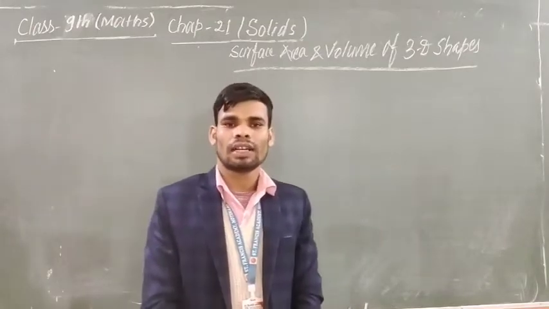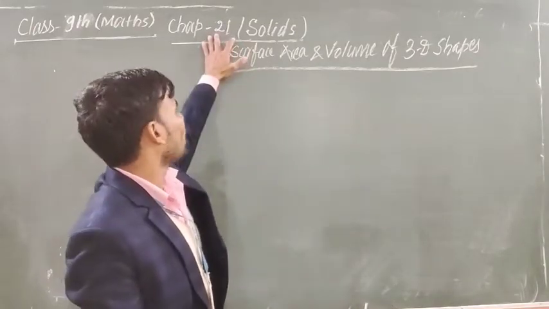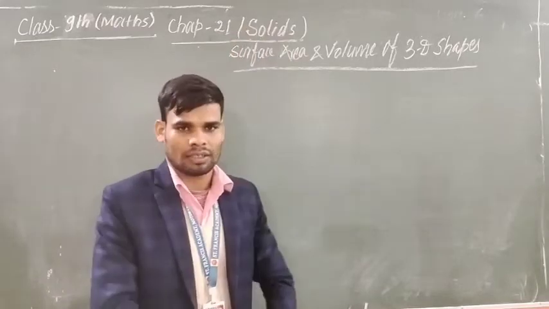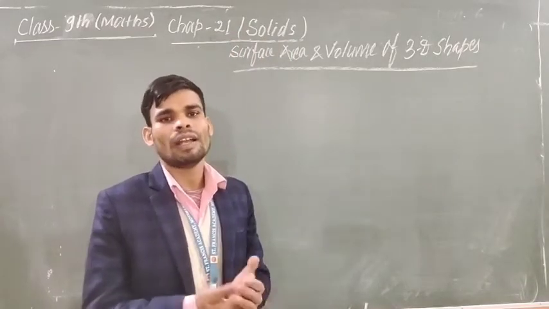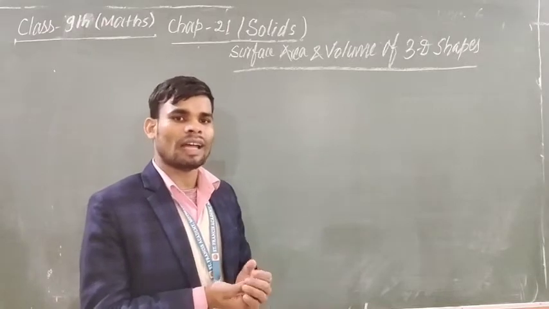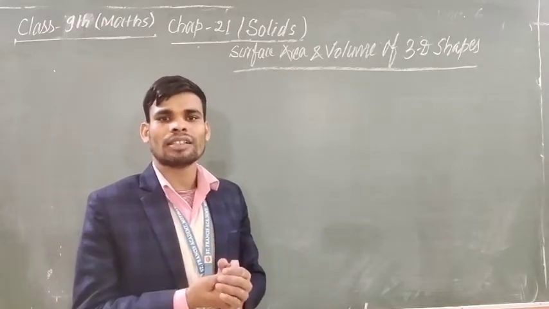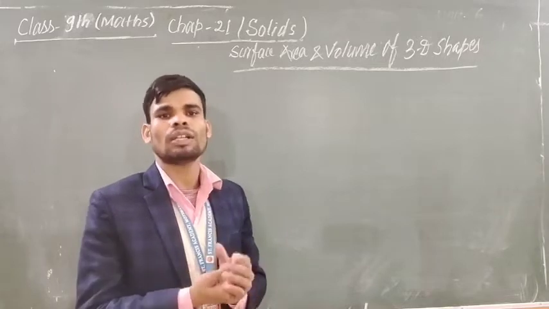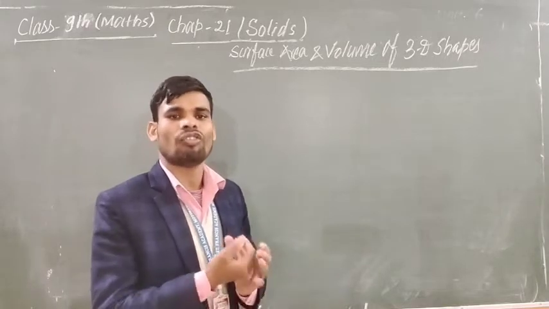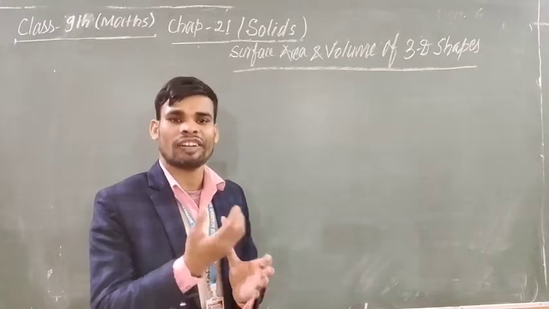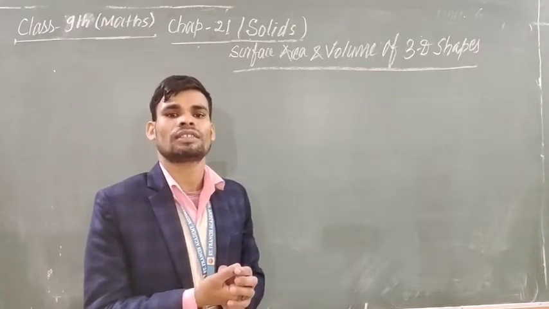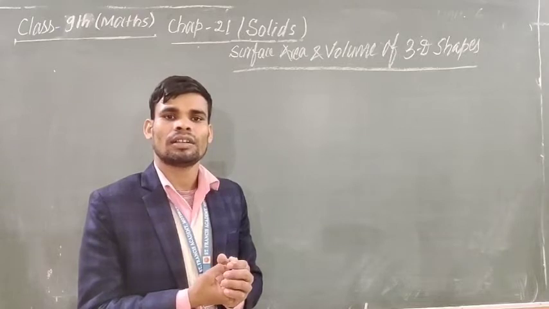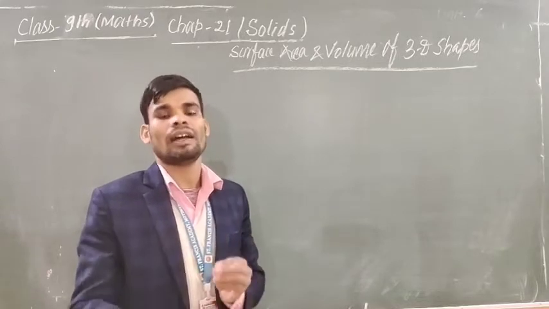Today we are going to start chapter 21, solids. In this chapter we will learn how to evaluate the lateral surface area, total surface area and volume of 3D solids. 3D solids are three-dimensional solids, having length, breadth and height.